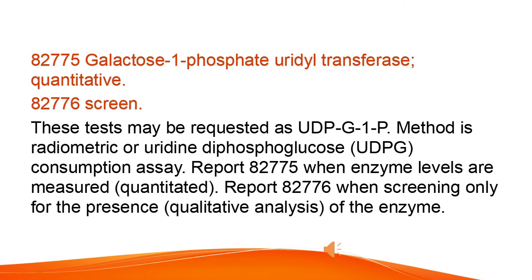Galactose 1-phosphate uridyl transferase, quantitative. Screen. These tests may be requested as UDPG1P. Method is radiometric or uridine diphosphoglucose, UDPG, consumption assay.